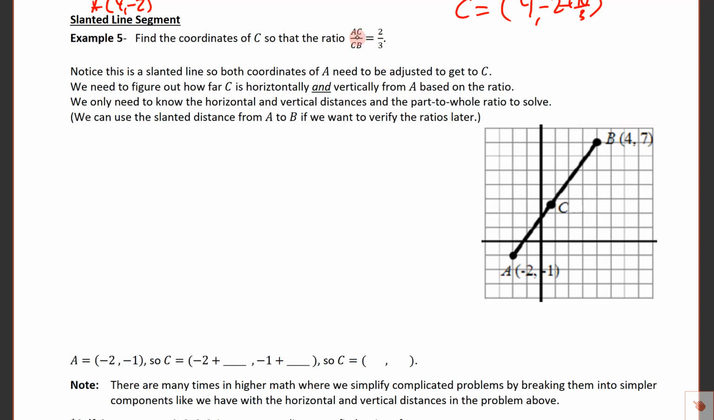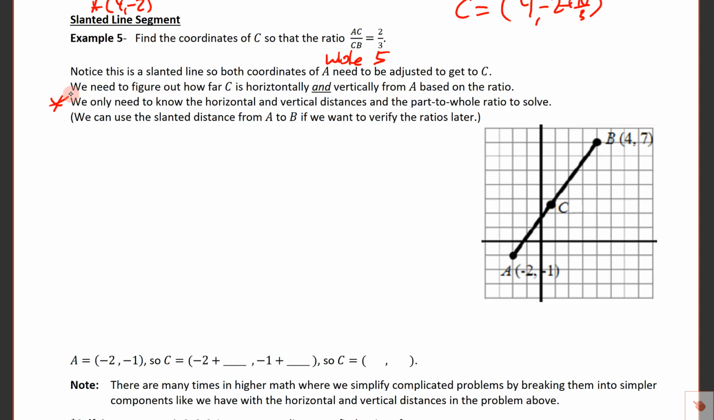So, take a look at this. We've got AC, so from here to here is 2 parts. From here to here is 3 parts. That's CB. So the whole, crew, I'm coming back to you. How many parts in the whole? 5, thank you very much. Okay? Here's the awesome part about this. We only need to figure out the horizontal distance and the vertical distance. We don't have to go diagonally. Going diagonally is a huge pain.